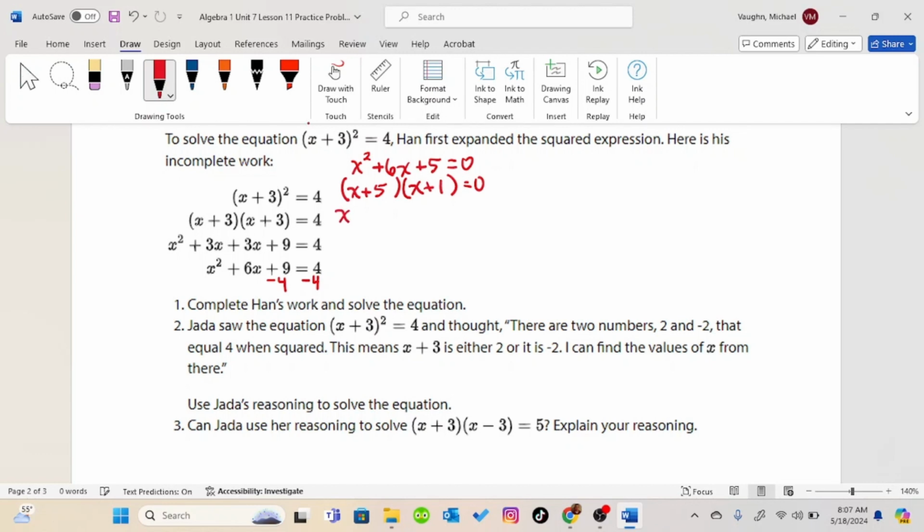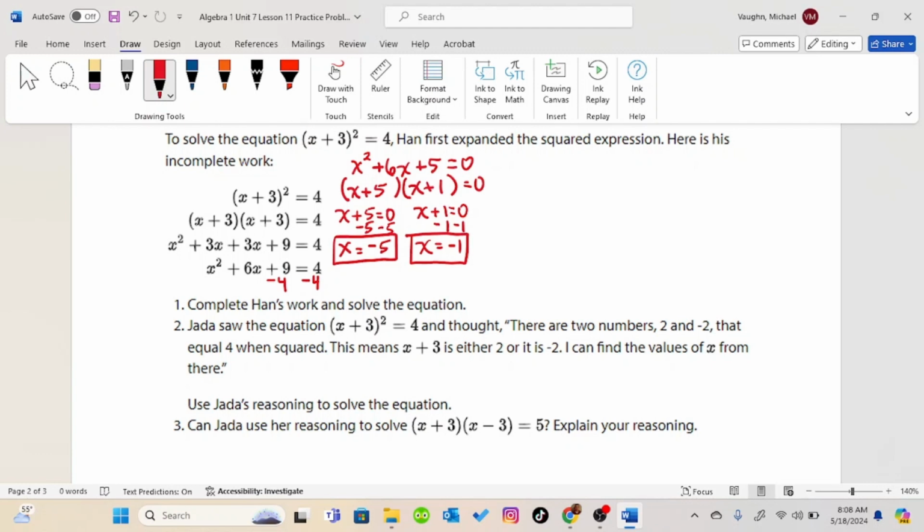Now I can set the first factor, x plus 5, equal to 0, subtract 5 from both sides, and get my first solution, x equals negative 5. Then I can set the second factor, x plus 1, equal to 0, subtract 1 from both sides, and get my second answer, x equals negative 1.